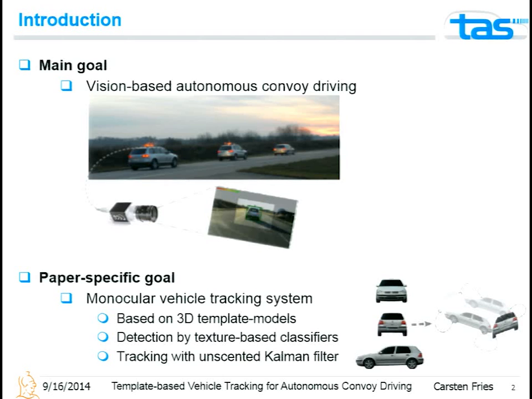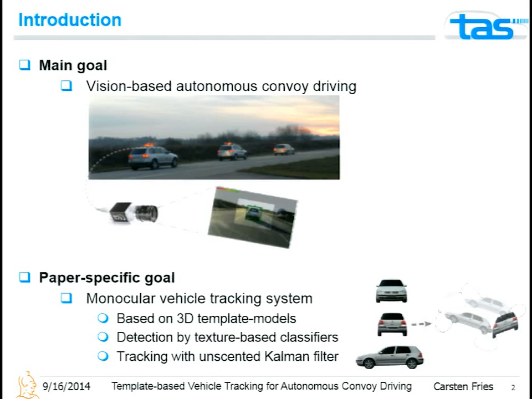As we would like to follow the convoy leader's path as closely as possible, we need an accurate estimation of the leader's position and orientation. So I'm going to talk about the vehicle tracking system today. It is based on 3D template models. Building a 3D template model consists of 3 steps.